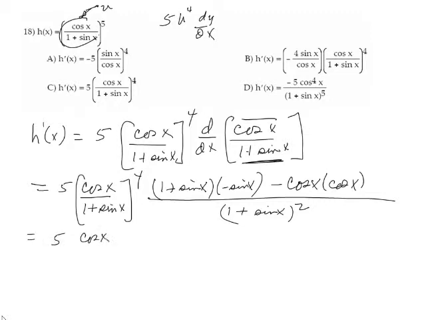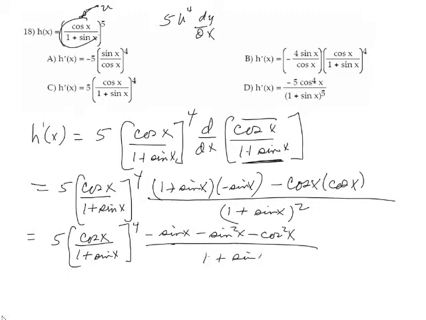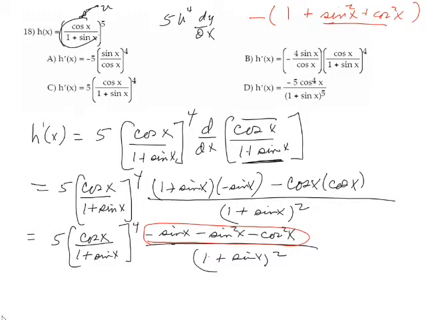Now, this is 5 times cosine of x over 1 plus sine of x, all to the 4th power. After we multiply this out, we're going to get minus sine of x minus sine squared x minus cosine squared of x, divided by 1 plus sine of x, quantity squared. Notice that this term here is going to be minus sine of x, that comes from here, plus sine squared x plus cosine squared x, which is 1, and you recall that from trig.